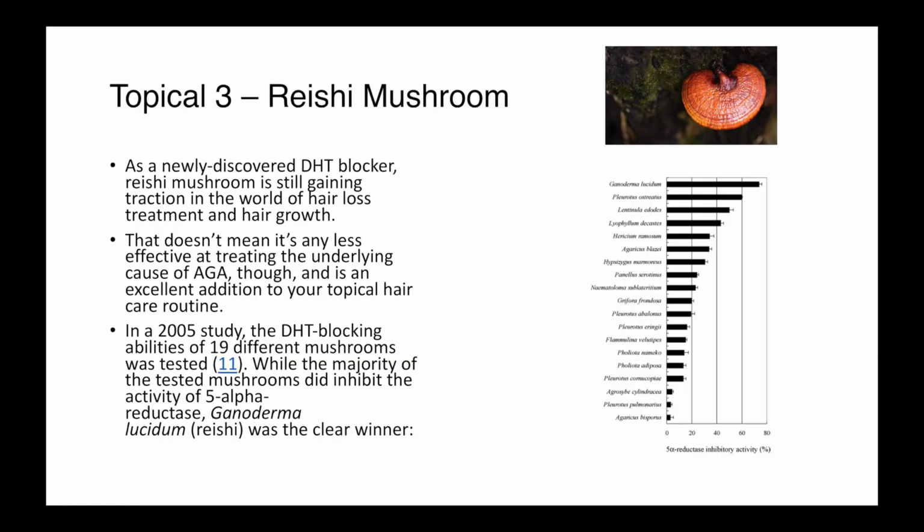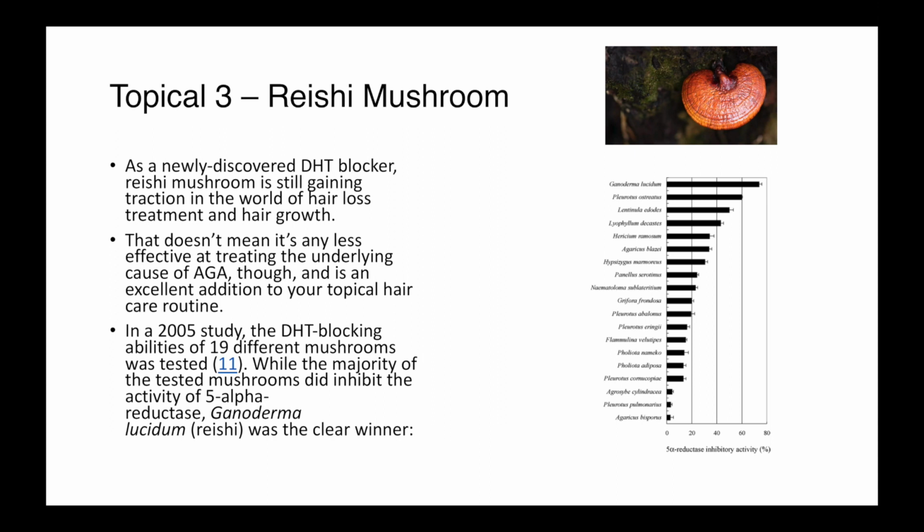The third topical solution is the Reishi Mushroom, and it's a very newly discovered DHT blocker, and it's kind of just starting to gain traction now in the hair loss world. So it doesn't mean it's any less effective at treating the underlying cause of androgenetic alopecia though, and it's an excellent addition to your topical hair care routine.